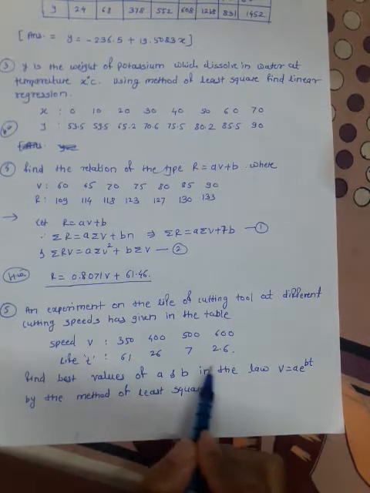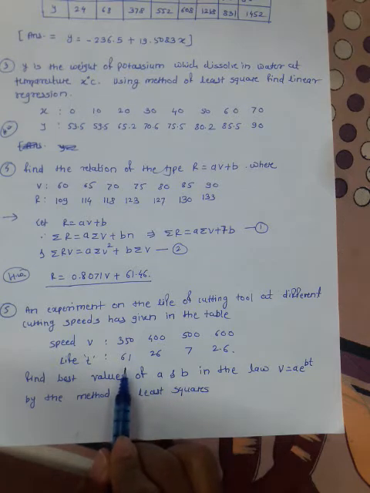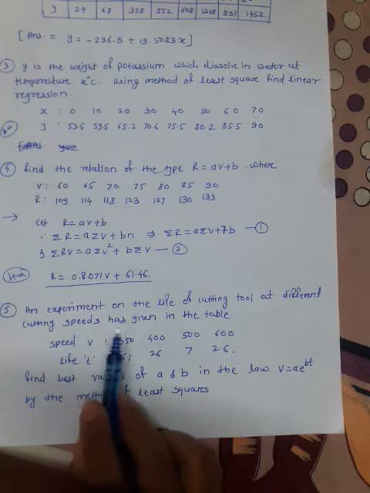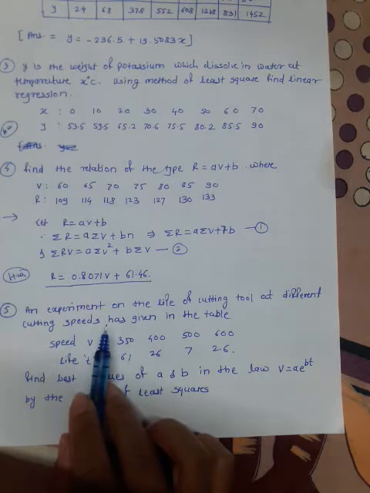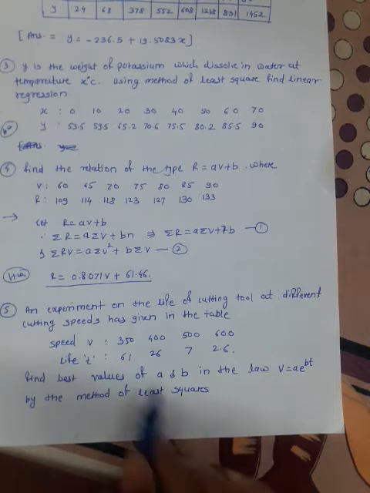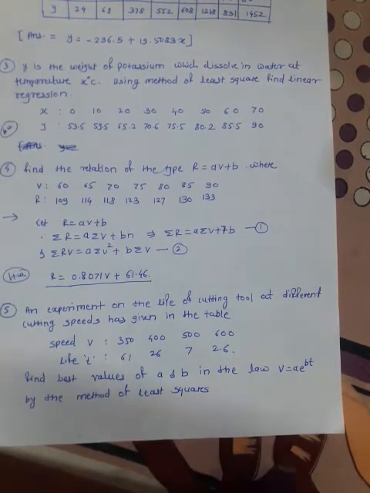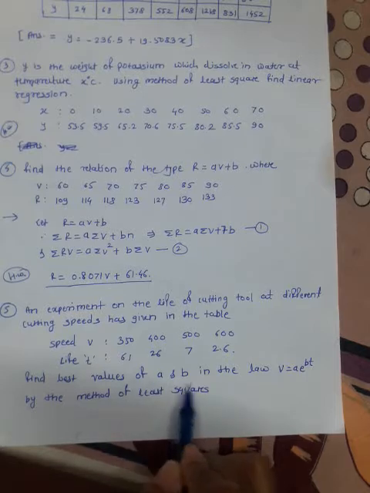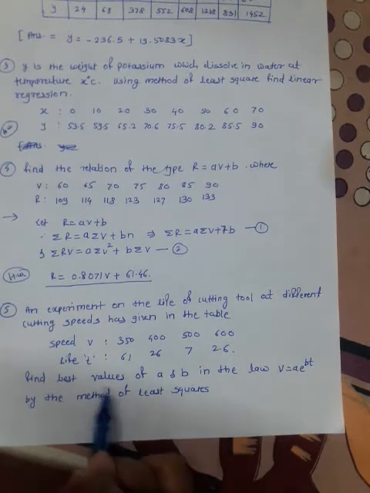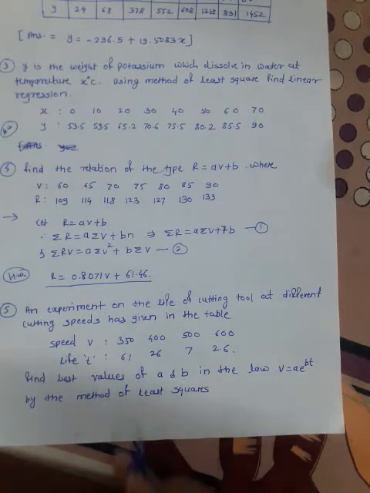Okay, 61 is the life of that tool when the cutting speed of that tool is 350. Okay, units are not given. Okay, now find the best values of a and b. What is the question? We have to find values of a and b. Best value means fitting of the curve.